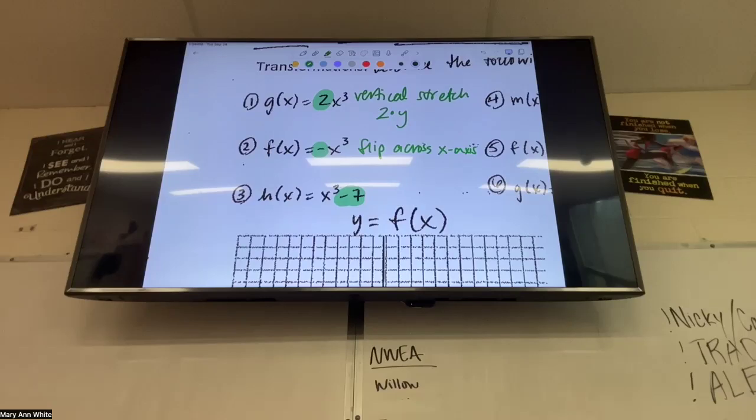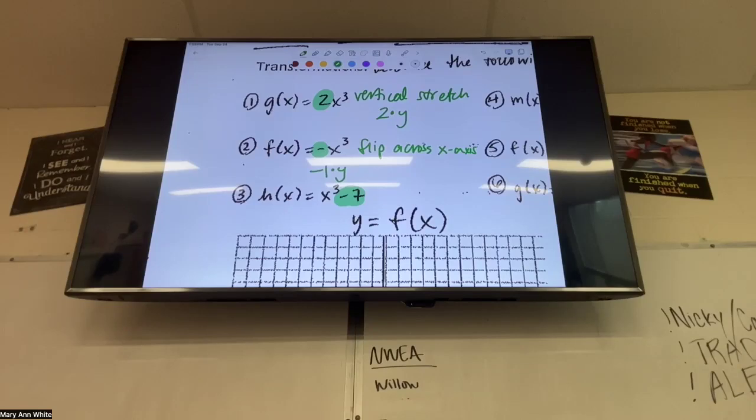I messed it up. Wait, so for this one, it's the x-axis? This one's the x-axis because it's flipping like this. All the y's are flipping: -1 times my y. But if you have the negative outside the parentheses, you need to be flipping on the y-axis. Okay, you're on the right side.